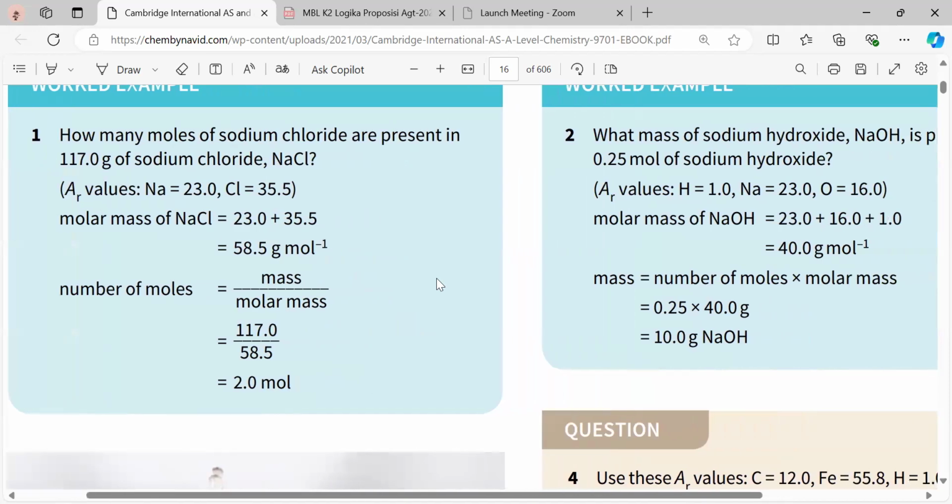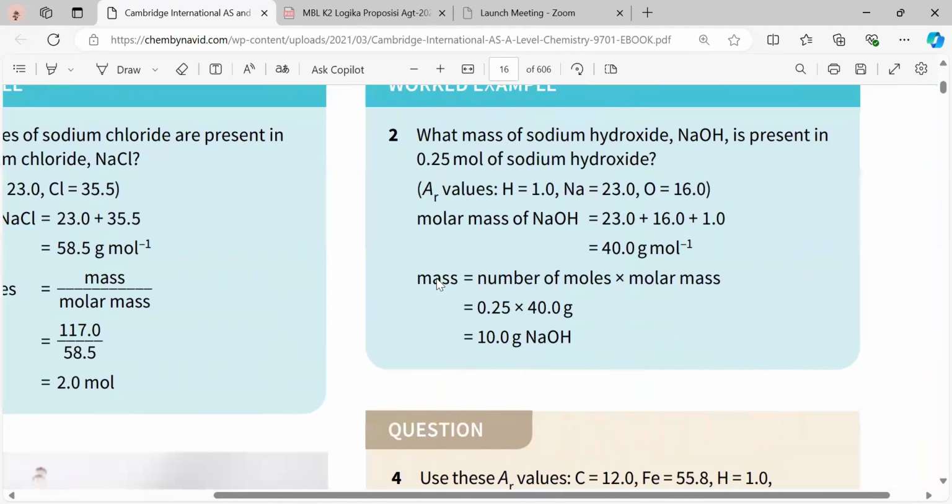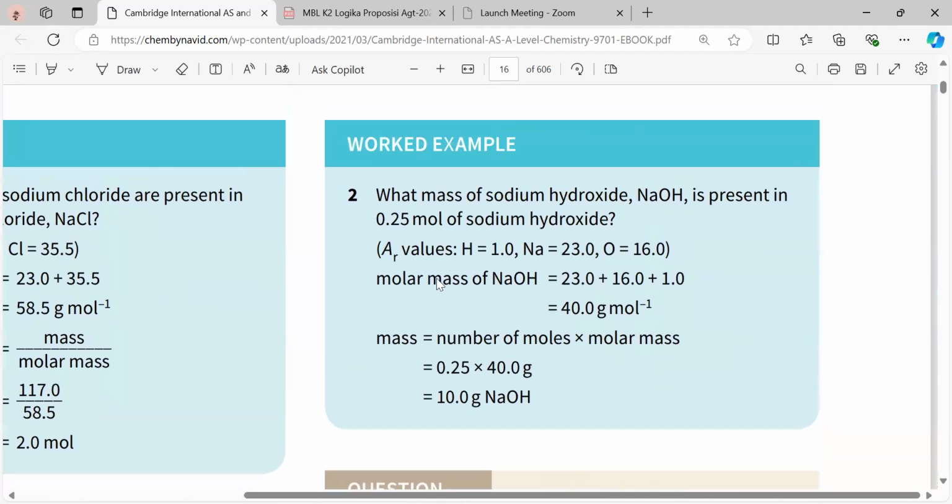Now we have the other question, but this is the other way around. We are not looking for the number of moles because it's already stated. Now we are looking for the mass. What mass of sodium hydroxide, which will be NaOH, is present in 0.25 mole of sodium hydroxide?